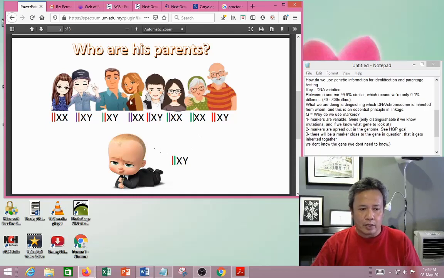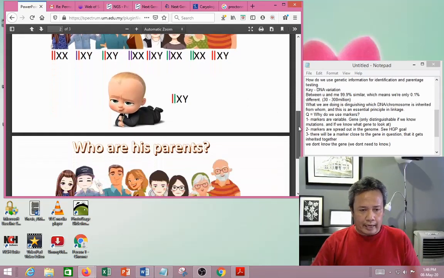You can only exclude one. You cannot exclude her as the mother. You cannot exclude her as the father. You cannot exclude anybody else, right? This is, in genetic terms, what we call uninformative. Later, when we look at chromosome variation for mapping, you will come across this term, uninformative meiosis. Why? Because this is not enough to tell you definitively that this is the parent.